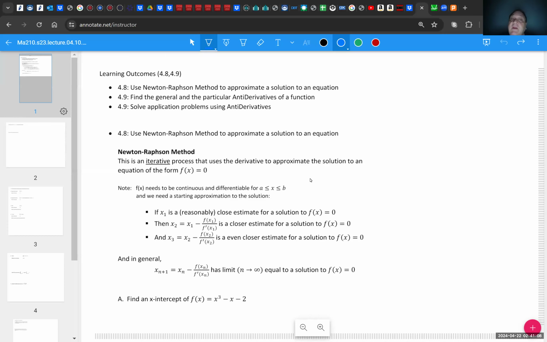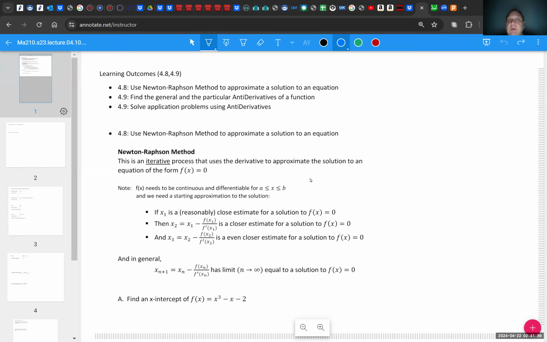Hello there. This video is on section 4.8, where I'm going to be showing you how to use the Newton-Raphson method to find a solution to pretty much any equation. This is a calculus-based approach at finding officially an approximation to a solution to an equation, although the approximation can be to any degree of accuracy. You want 3 decimal places of accuracy, the Newton-Raphson method can do it. If you want 100 decimal points of accuracy, the Newton-Raphson method can do it.